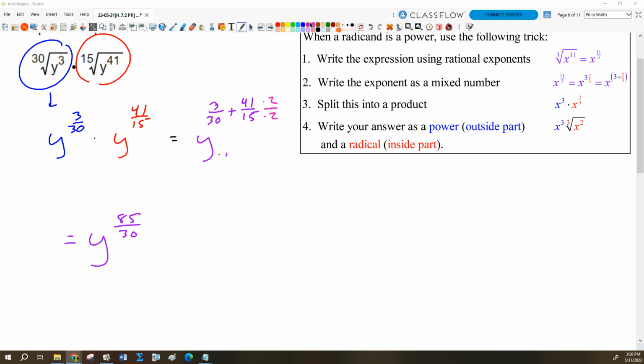Okay, now what should I probably do? Say it again. Simple. You mean reduce the fraction? Yeah, that's what I would do. I mean, you could split that up right now. You could make that a mixed number, but why not just reduce the fraction first? So 85/30 becomes what? 17/6. So we get y to the 17/6. Okay, now I've got an improper fractional exponent. So now what do I do? Split it up. Okay, into a mixed number. So what's the integer part going to be? 2. 6 goes into 17 2 times with how many left over?